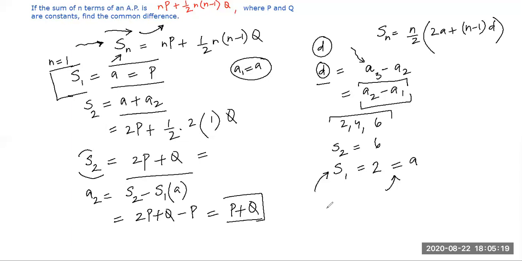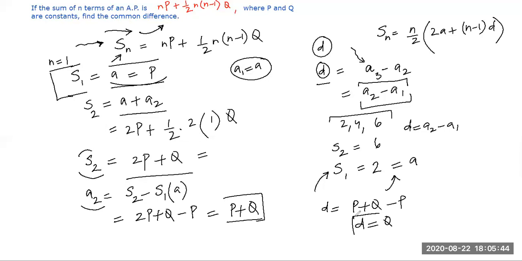Now what will be the common difference? You know the second term and you know the first term. So what is the common difference? d is a2 minus a1. What is a2? p plus q. What is a1? p. So your common difference would be q. Common difference is q.